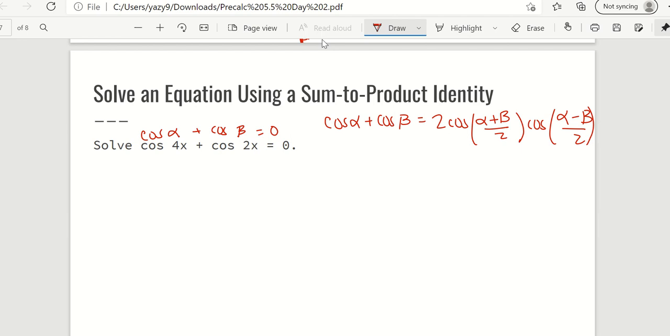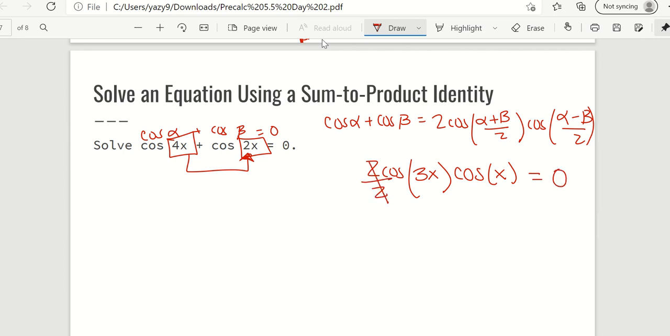So I'm going to start plugging things in. So 2 times the cosine of alpha plus beta, alpha is 4x, beta is 2x, 4 plus 2 is 6x, 6x divided by 2 gives me just 3x, times the cosine of alpha minus beta. So alpha minus beta is 2x divided by 2 is just x. All right. Now this is equal to 0. I could divide both sides of the equation by 2, and now I'm finally left with the cosine of 3x times the cosine of x is equal to 0.